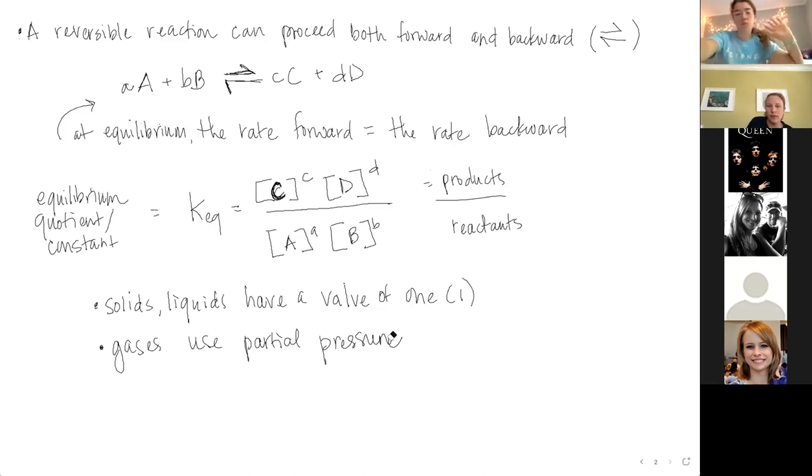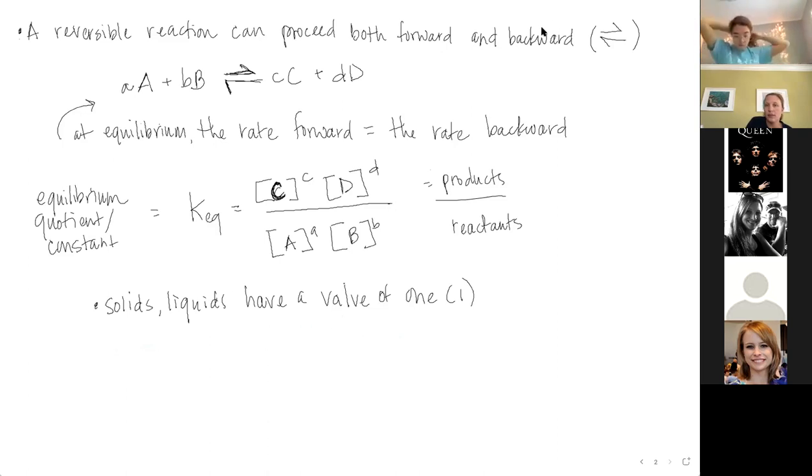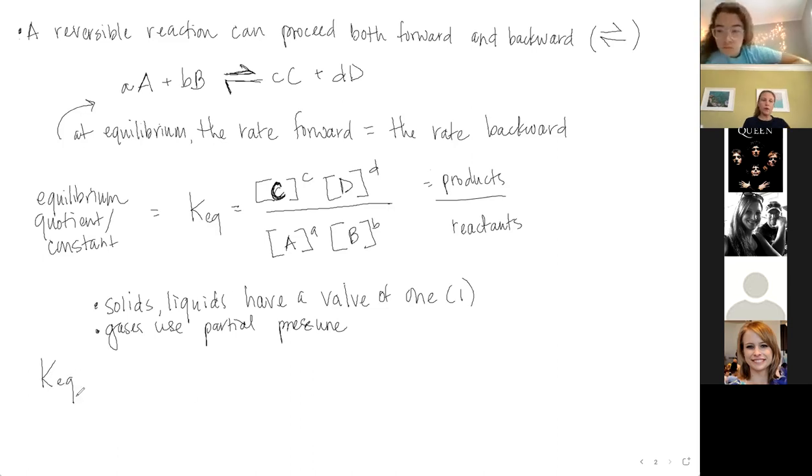I'm going to write this smaller so I have more room at the bottom. Gases, we use partial pressure. All right, and then if we have a KEQ value that we consider to be large, so our KEQ is greater than about 1,000, are we going to be all products, all reactants, or some products, some reactants?